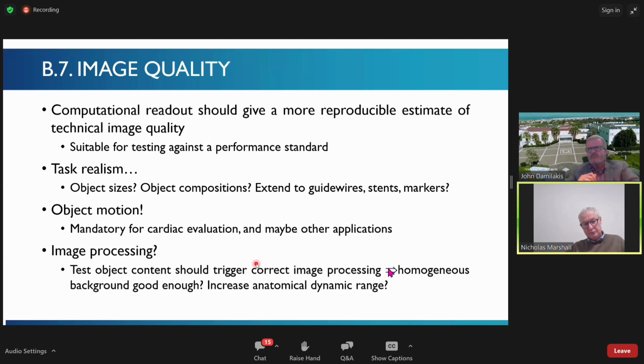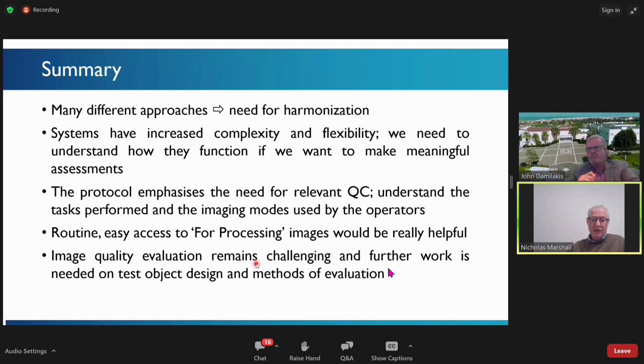So, a summary slide. There are many different approaches, and we've tried to harmonize. We hope we've helped in that respect. Systems have increased complexity, increased flexibility, and we need to understand how they function if you want to make meaningful assessments. The protocol emphasizes the need for relevant QC, so understand what tasks are done on the system, what imaging modes are used, and evaluate those imaging modes. We would like routine, easy access to full processing images so we can calculate or evaluate the detector. And that really could be quite quick to do if you had those modes easily available.